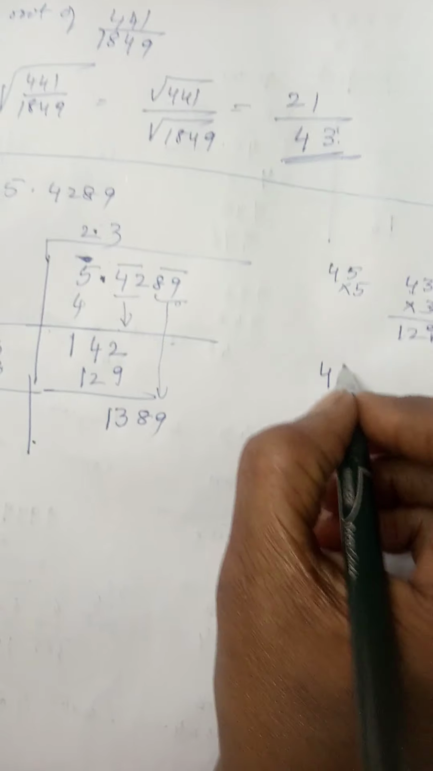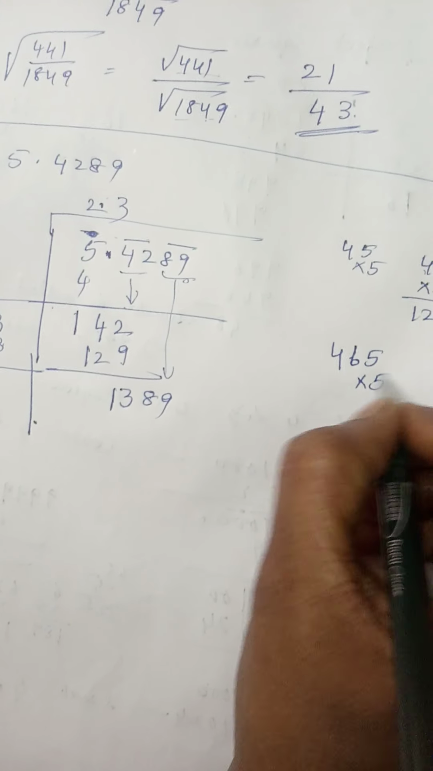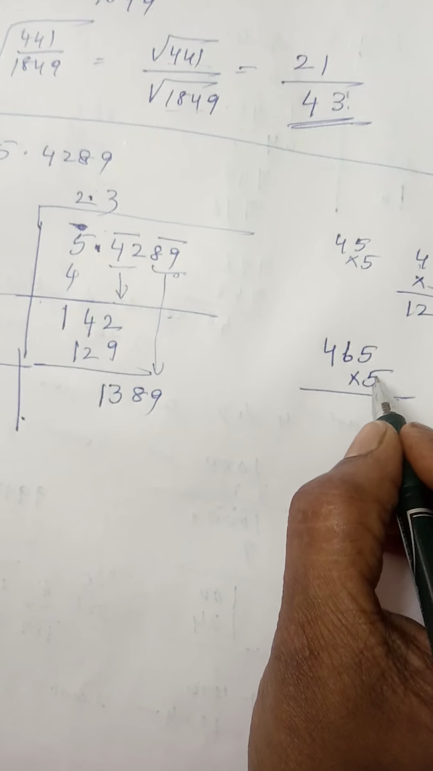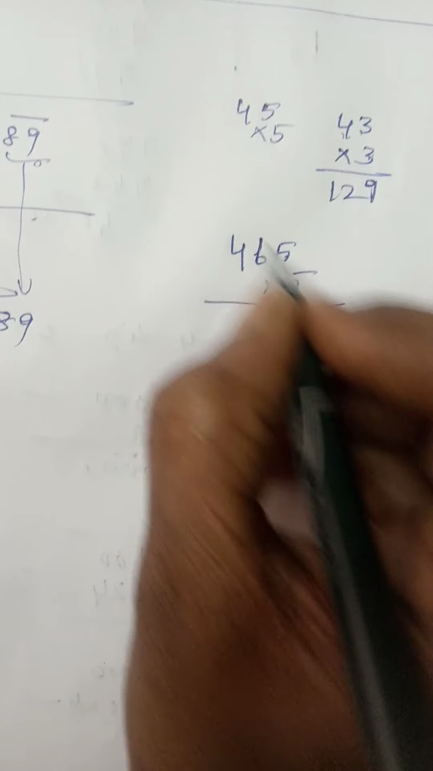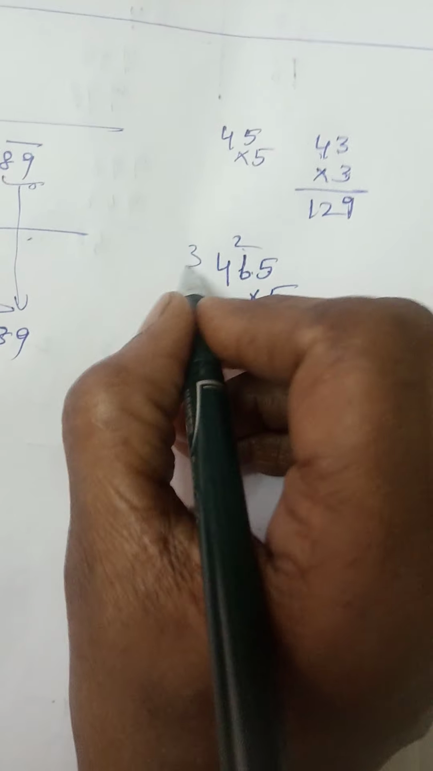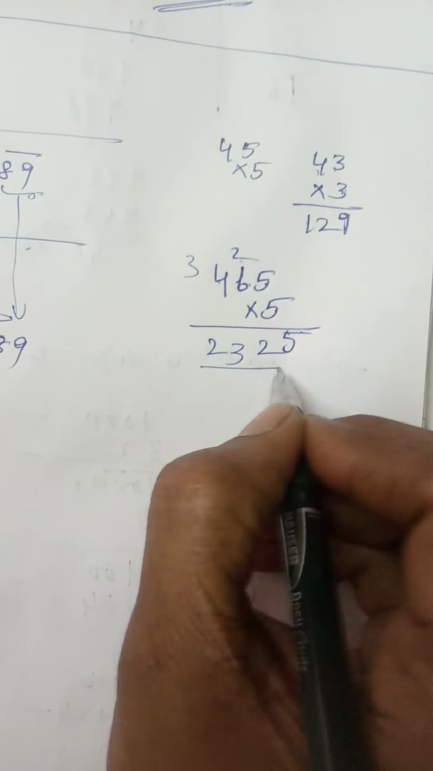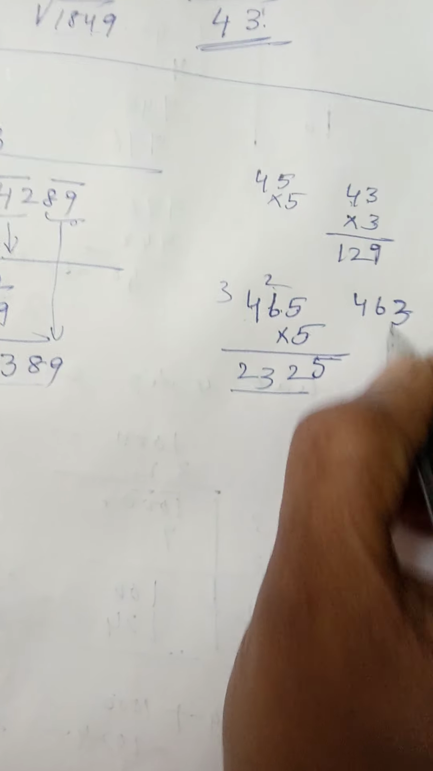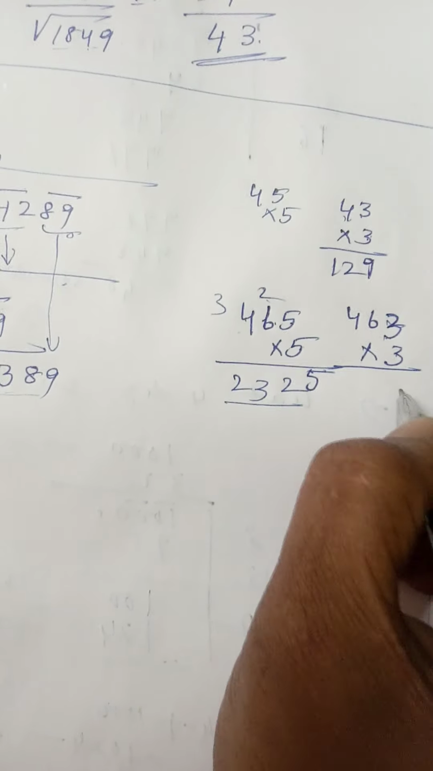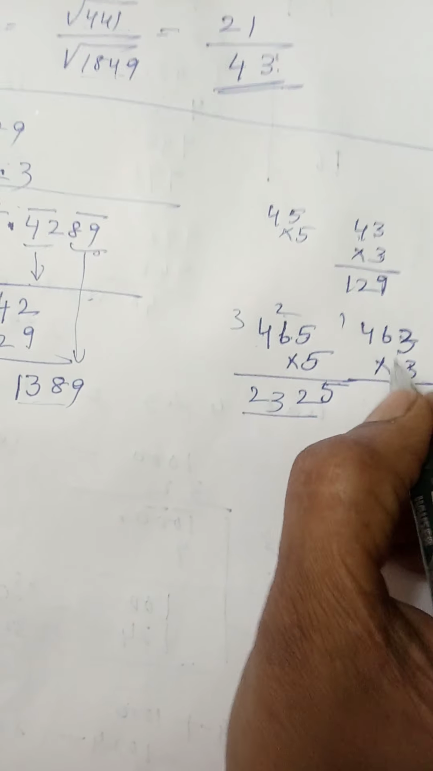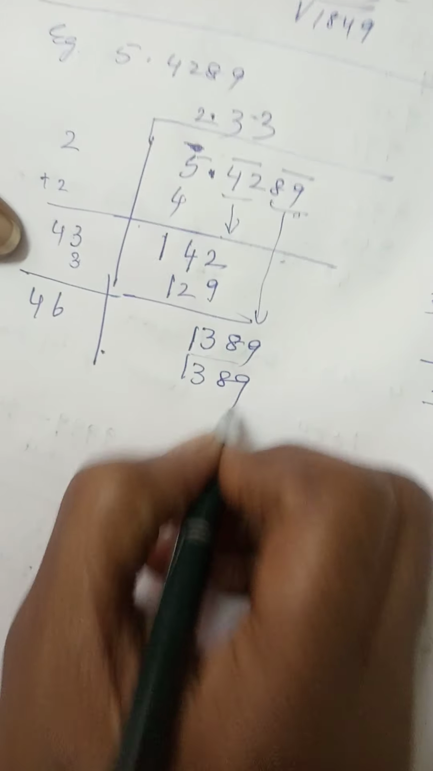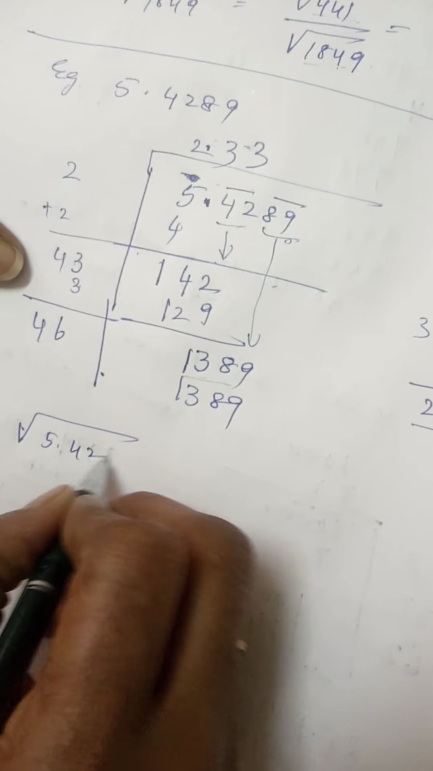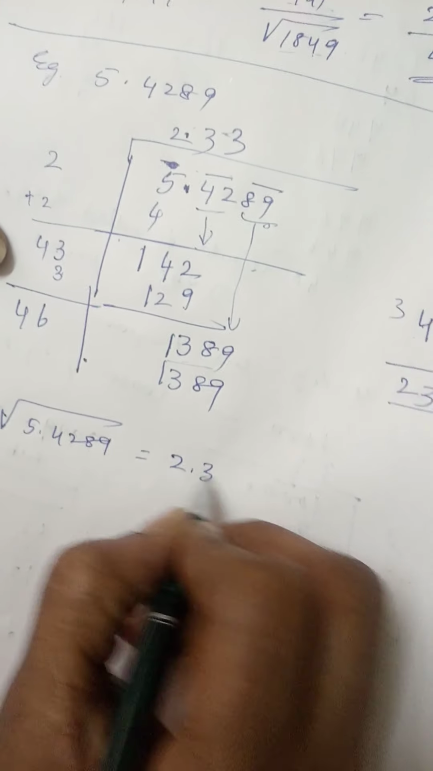If you have a larger number, it is better to try with 5 without any confusion, and we'll have an idea. 5 5s are 25, 5 6s are 30, 32, 5 4s are 20, 23. Very big. 465 into 5 is very big, there is a large difference. So we'll try with 2 or 3. Better 3 we will try. 3 3s are 9, 3 6s are 18, 3 4s are 12. Perfect square we got it. So 3 3s are 9, 1389. So the square root of 5.4289 is equal to 2.33.